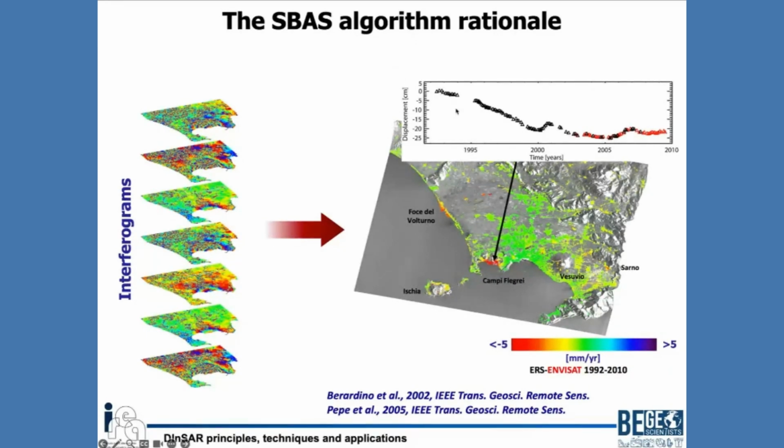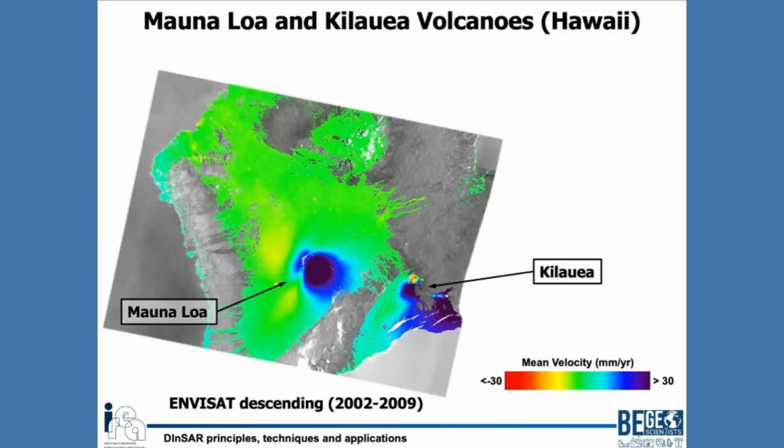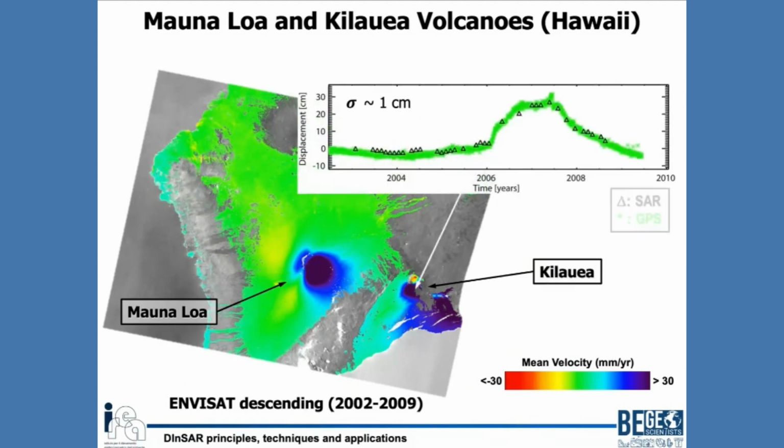Okay, this is a time series over Campi Flegrei caldera between the first years of the 2000s to 2010, and you can see for this pixel here in Pozzuoli city the movement of the pixel along these 20 years of acquisitions. Okay, so this is just another example. This is Mauna Loa and Kilauea volcano. Okay, and so this is the eruption of Kilauea. Okay, and the agreement with GPS, the green stars, is very high.